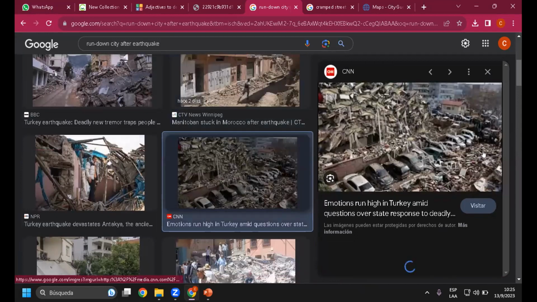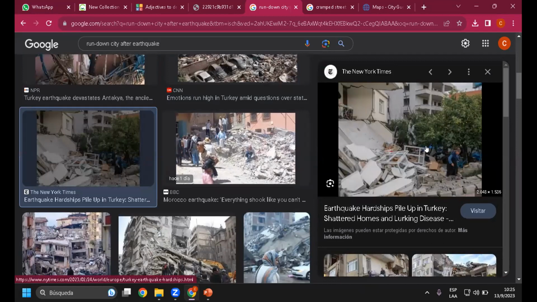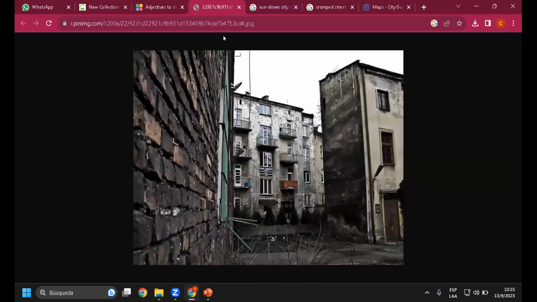So that is the meaning of run down. When a city or the buildings are collapsing. This is not only after an earthquake, it can happen when the city is very old. If a city is very old, what happens to the buildings? We can say that they are run down. So if you would like to translate it, what will be the translation? Ruinas. Exactly, that is the one.